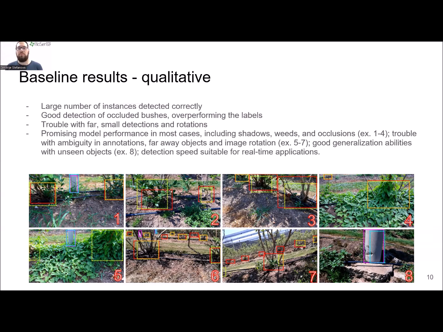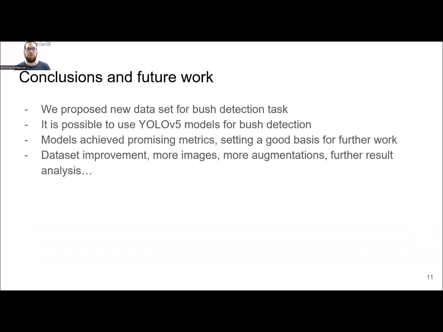Detection speed, suitable for real-time applications, represents one of the most important characteristics of the evaluated models. In conclusion, we proposed a new dataset for the bush detection task. The YOLO V5 models achieved promising metrics, thus setting a good basis for further work. Future work should include dataset improvement by adding more images, more augmentations, and further result analysis.